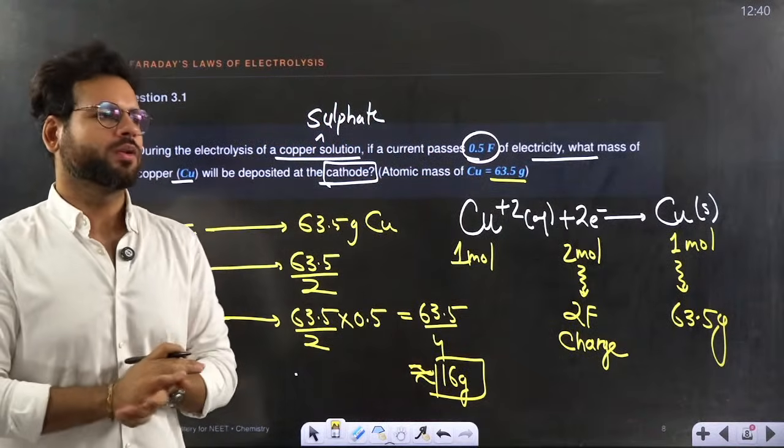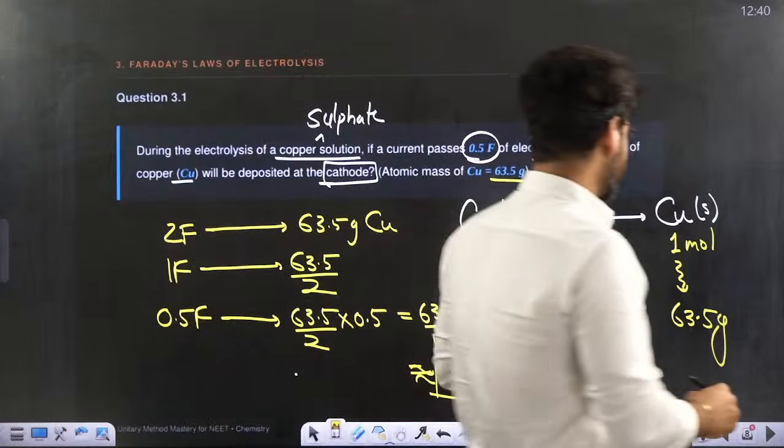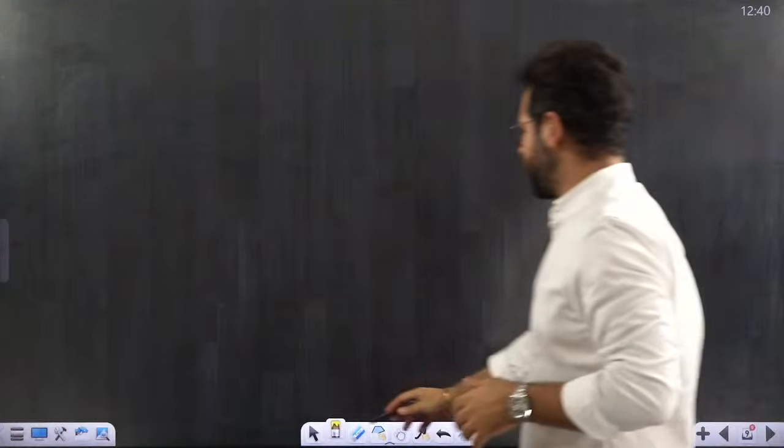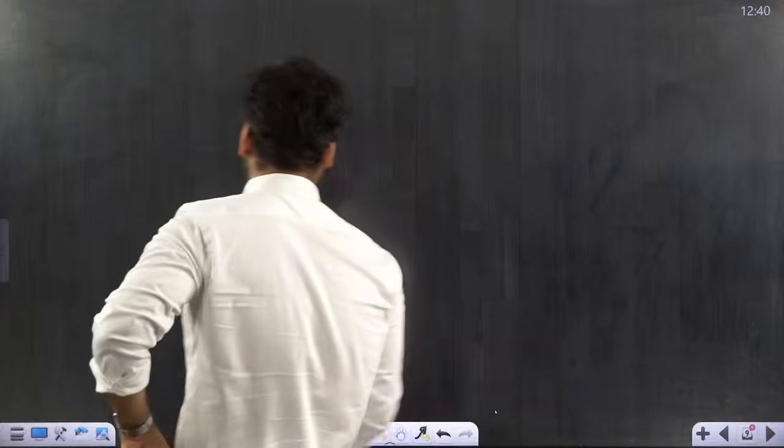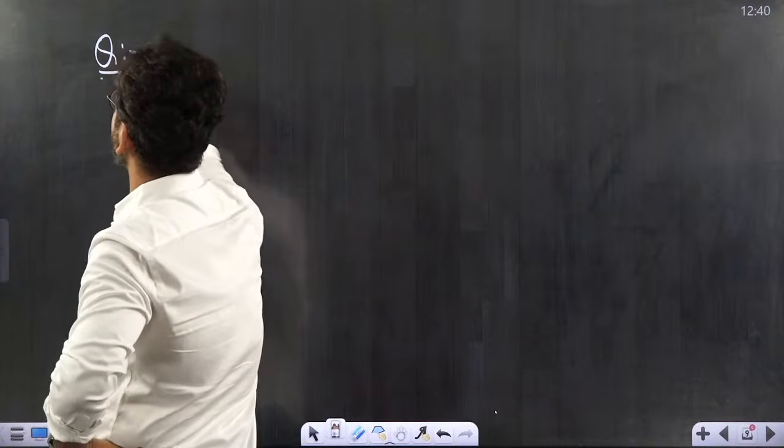Okay. So this is the way to solve. Now let's see one more problem here related to Faraday's law only. The question can be asked like this.